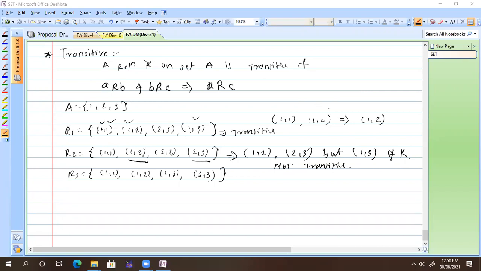Okay, done. Tell me whether R3 is transitive or not. It's not transitive because the 2 element is not there. Sir, it is transitive. Yes, sir, because 1, 1 is there, and 1, 2 is there, 1, 3 is also there. Yeah, it seems to be transitive. Check it out one more time.